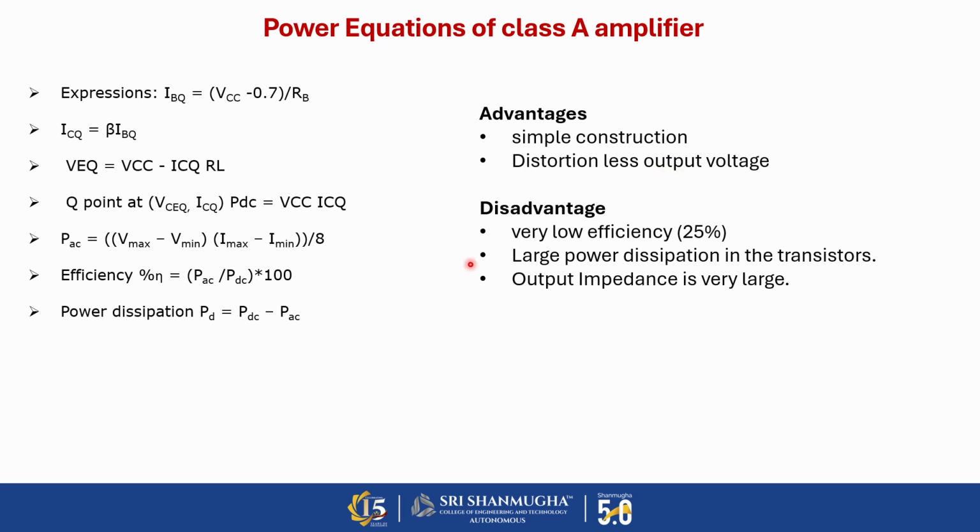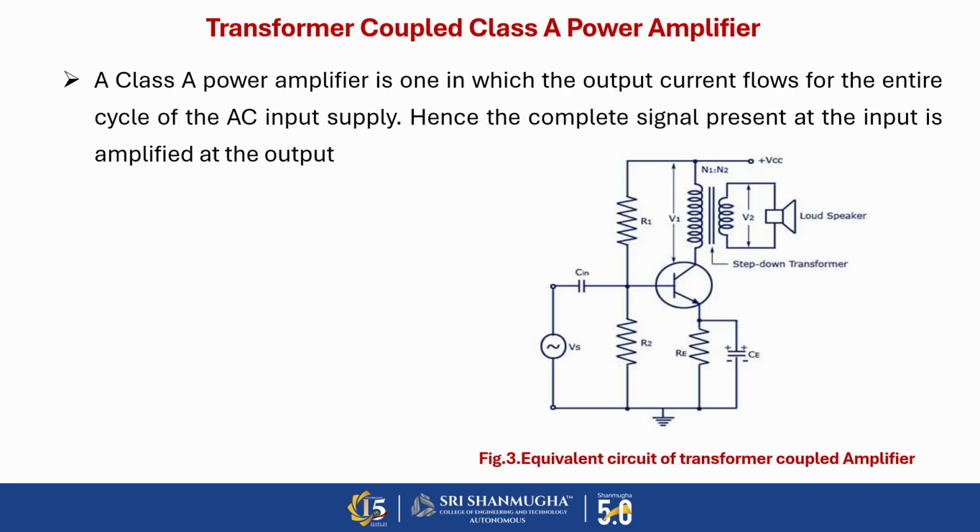The disadvantage is that it produces very low efficiency, that is 25 percent, and it provides low power output. Also, the output impedance is very large at the output side in the class A power amplifier circuit. And next one, the transformer coupled class A amplifier. This is a type of class A power amplifier.